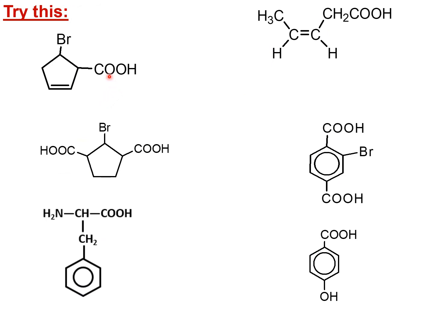Okay, so let's try this out together, shall we? Let's look at this first one. We see there is a cyclic ring, with COOH and then Br. If you see a cyclic structure with COOH, how do you name it? You have to name it as part of the parent. It is going to be cyclopentane carboxylic acid. But there is a double bond here, and then there is Br. So how do we name it?